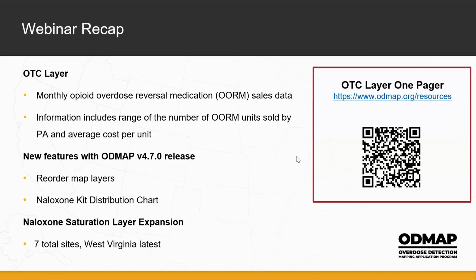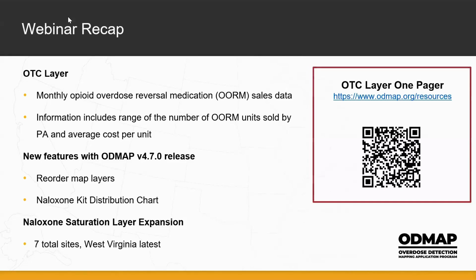On the right, I have the QR code of our one pager, which is on our odmap.org/resources site. It's located at the bottom. And then we also just briefly talked about the new features with the new ODMAP 4.7.0 release, namely how you can reorder map layers. You can move those around to stack them how you would like, which helps visually look at the data. Also included is the naloxone kit distribution chart. We were talking about having that ready during the webinar earlier this month when we released the saturation layer.